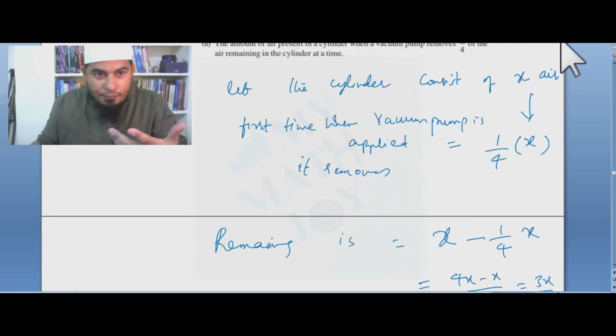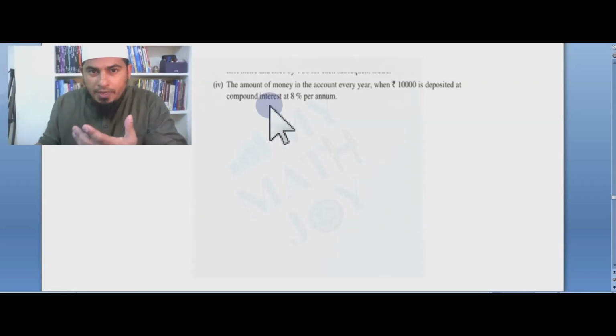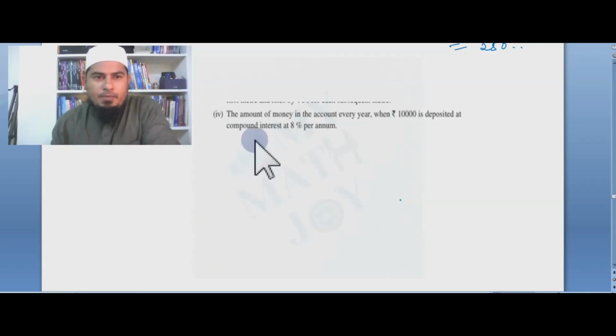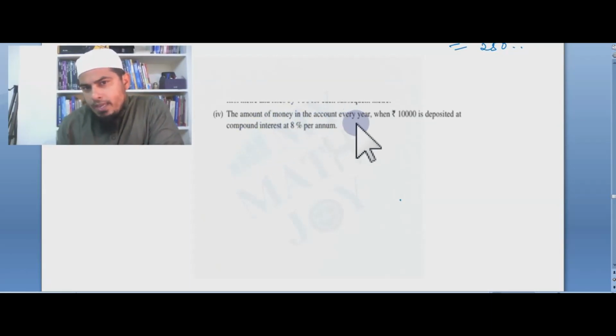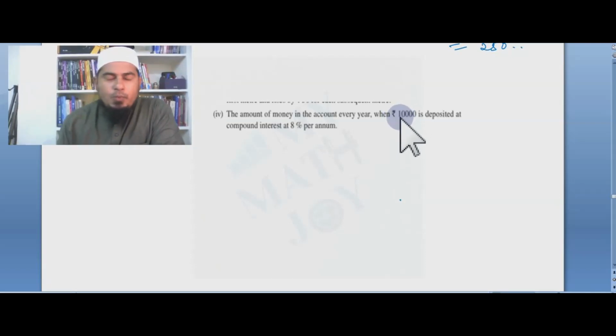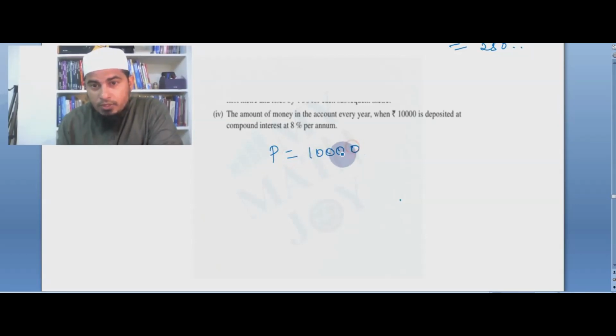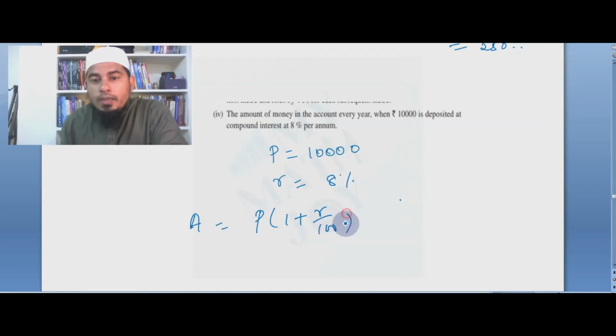Next question, question number 4. Here comes the amount of money in the account. Let us see question number 4 here. The amount of money in the account every year when rupees 10,000 is deposited at compound interest. The amount after every year is given by the formula. First of all, the principal amount is 10,000 and the rate is given as 8%. Annually we are calculating the compound interest. When we calculate, the amount every year is given by the formula: amount is P times 1 plus R over 100 whole power n.